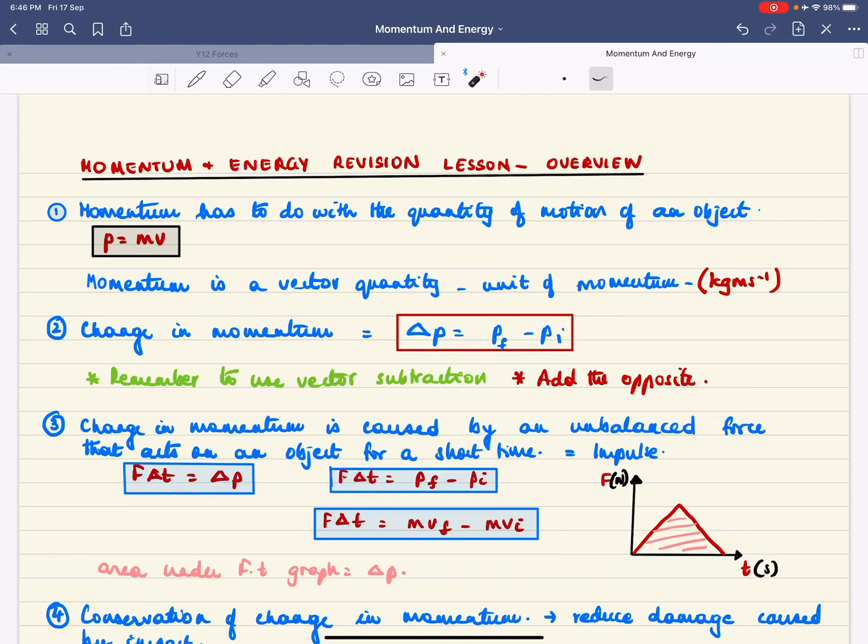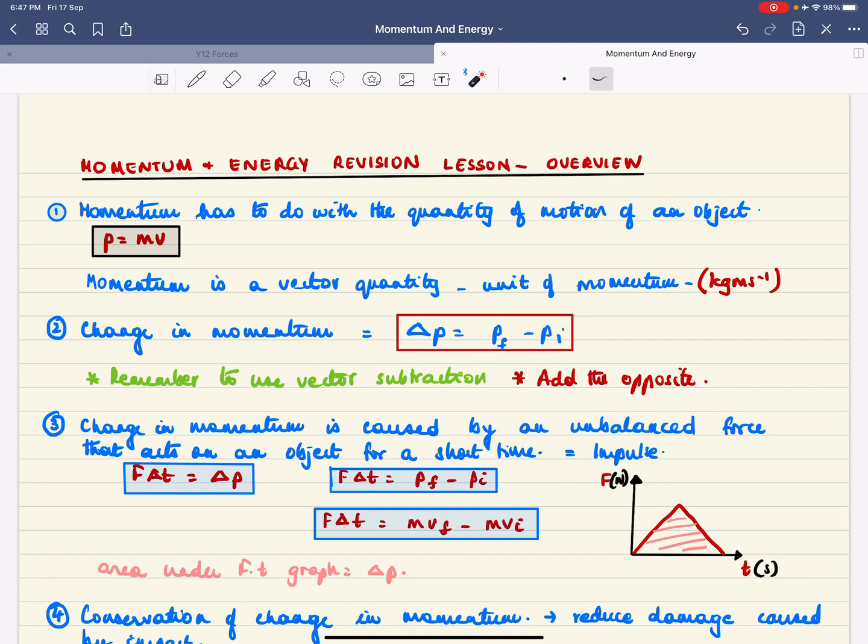Momentum and energy, revision lesson. This is just an overview. So, momentum has to do with the quantity of motion of an object. The formula for momentum is p equals m times v, where little p is the symbol for momentum, and the unit is kilogram meters per second.